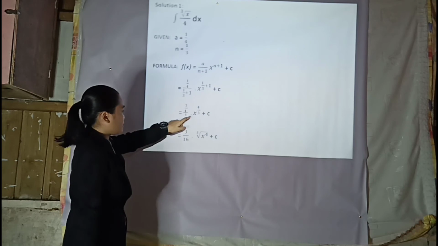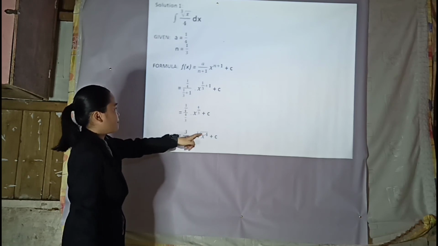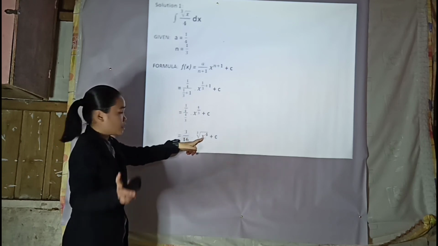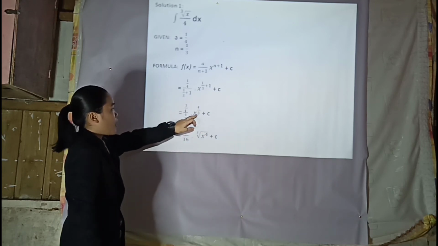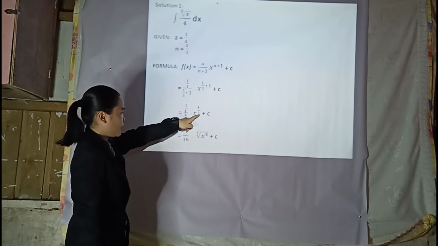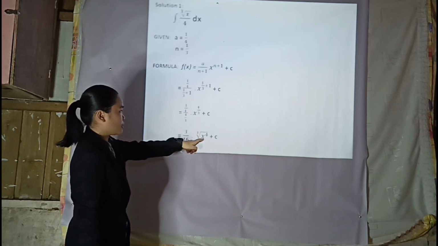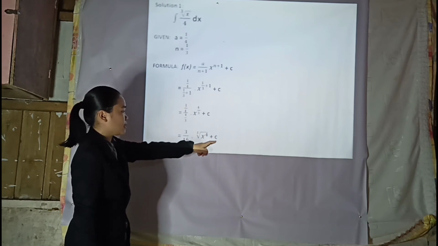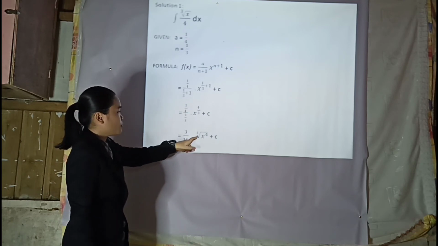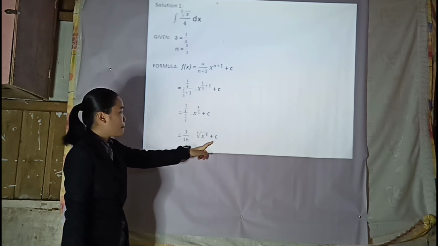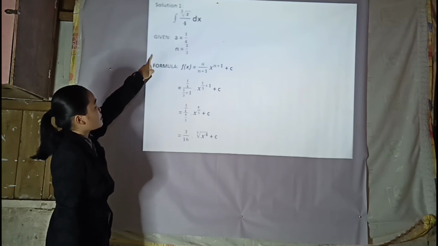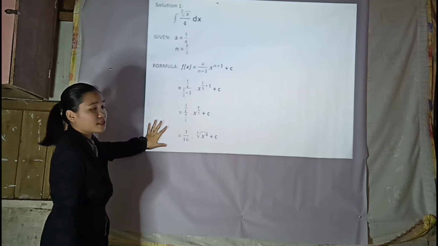So, we will simplify it. So, our x, copy the numerator which is 4. So, that is the exponent. And our denominator will be placed at the radical sign. So, since our denominator is 3, so cube root of x raised to the power of 4 plus c. So, this is our final answer. 3 over 16 times cube root of x raised to the power of 4 plus c. So, the integral of cube root of x over 4 dx. This is our final answer.